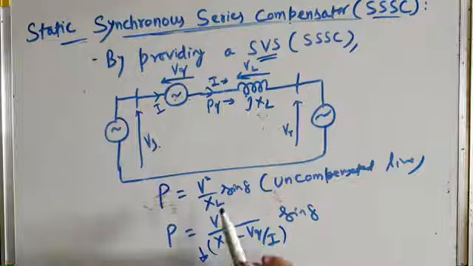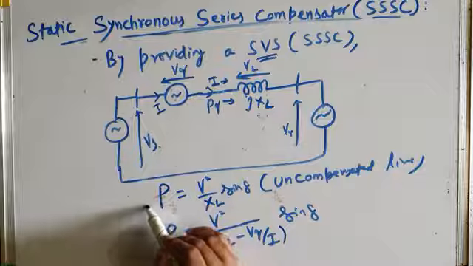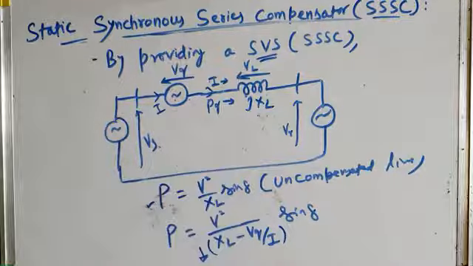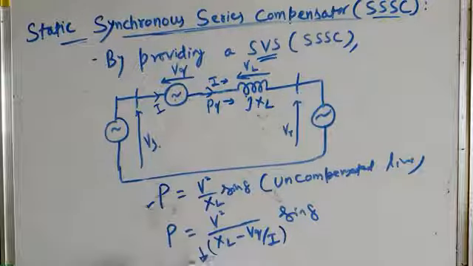Now you can see for uncompensated transmission line, line reactance is XL, and it determines how much power will be transferred over the line. And with series compensation by SSSC, the line reactance is reduced by a factor of VQ by I, where VQ is the injected voltage by SSSC. So now line reactance is XL minus VQ by I.